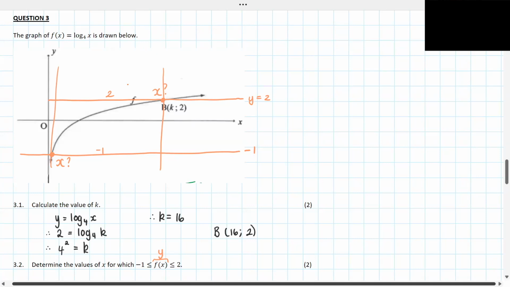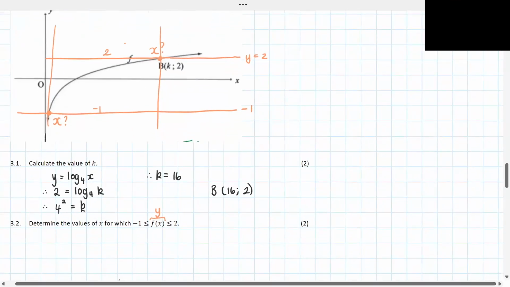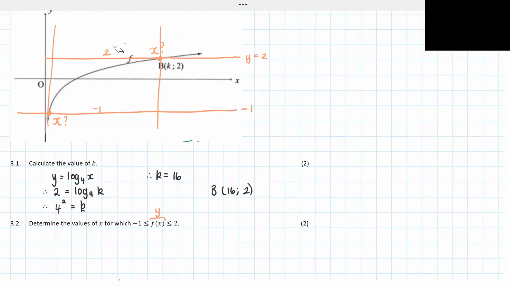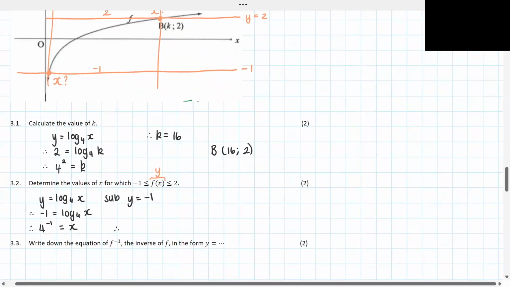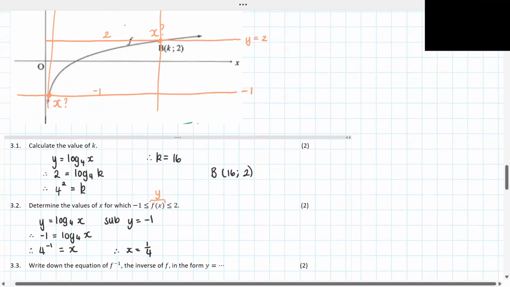Now that's fine. In order for us to find that, we just go and substitute in. So y is equal to log base 4 of x. We're going to substitute in y equals -1. So -1 is equal to log base 4 of x. We can now convert to exponential. So 4 to the power -1 is equal to x. And so x is equal to a quarter. Remember, that's what 4 to the power -1 means. And so what that means is here, my x value is a quarter and my y value is -1.